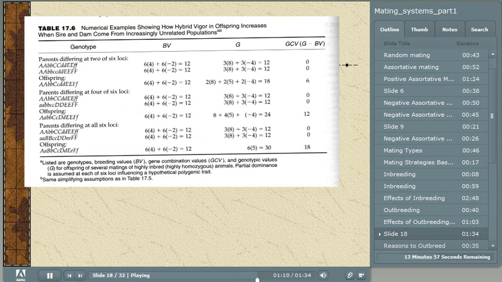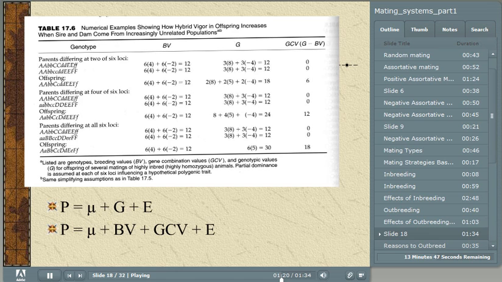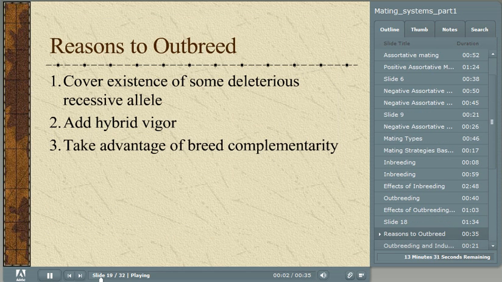Now remember, back to some of our original lectures, our phenotype, or what we see, is actually a function of genetics and environment. And then we can further split out genetics into the breeding value, the component that's passed on, or half of that is passed on to the next generation, and then gene combination value, which represents the way alleles are combined in a particular individual.